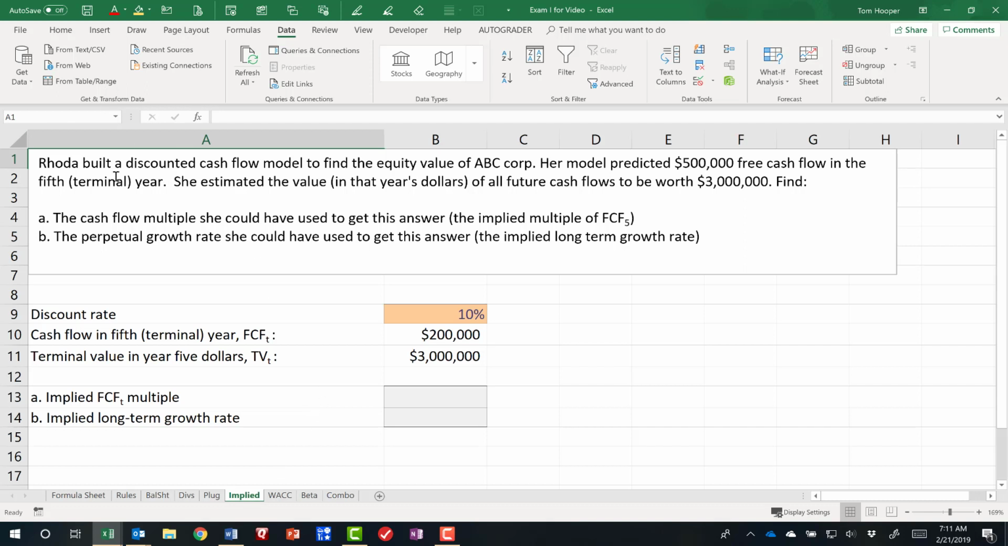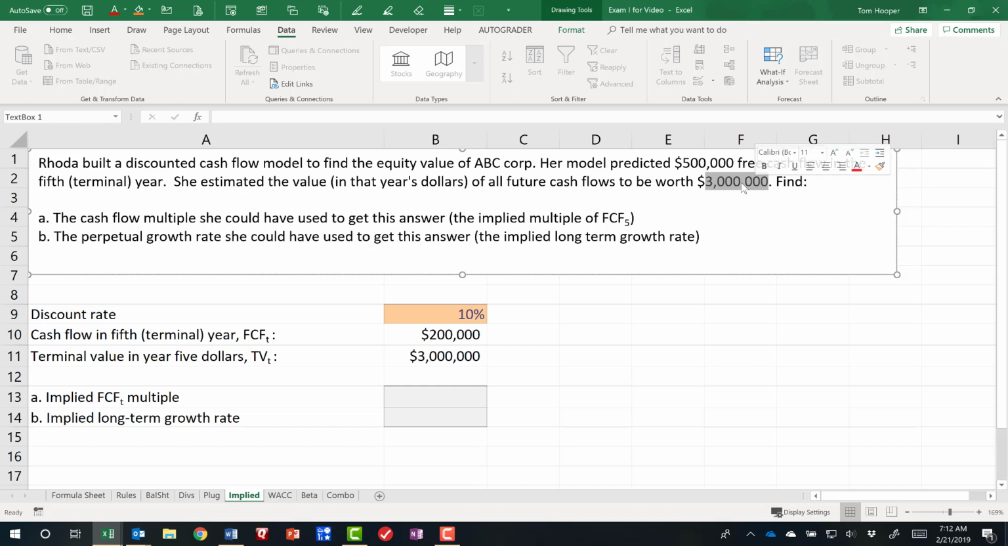Oh, story problem. Rhoda built a discount. The free cash flow in the terminal year. Okay, we know about the terminal year. She estimated the value of everything beyond the terminal year to be $3 million. Well, there's only two ways we could do that. We have a multiples method and a perpetuity growth method. So find the cash flow she could have used.